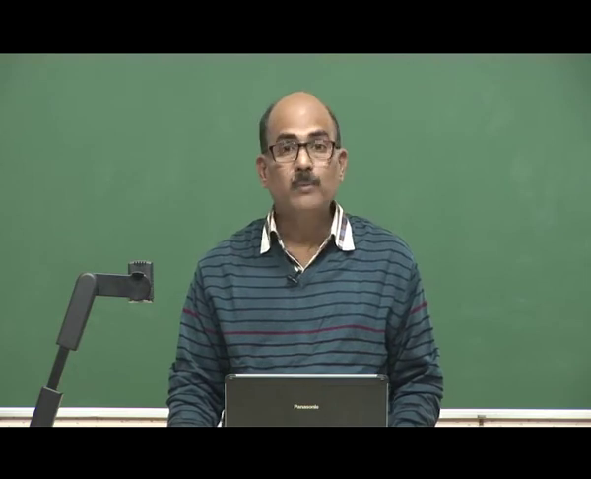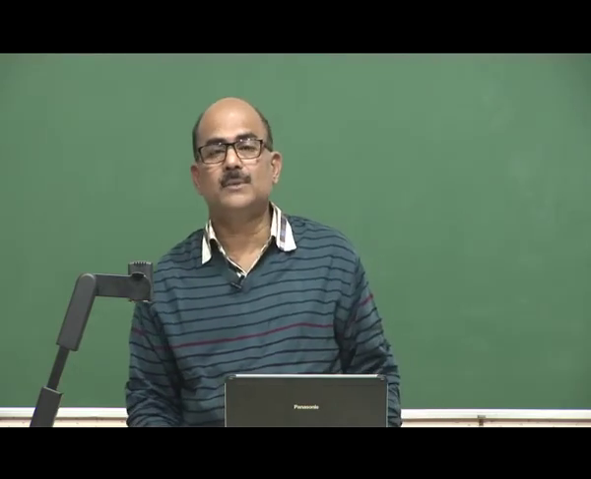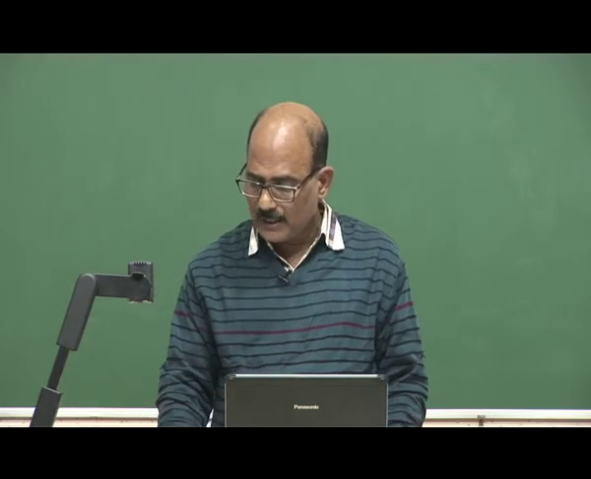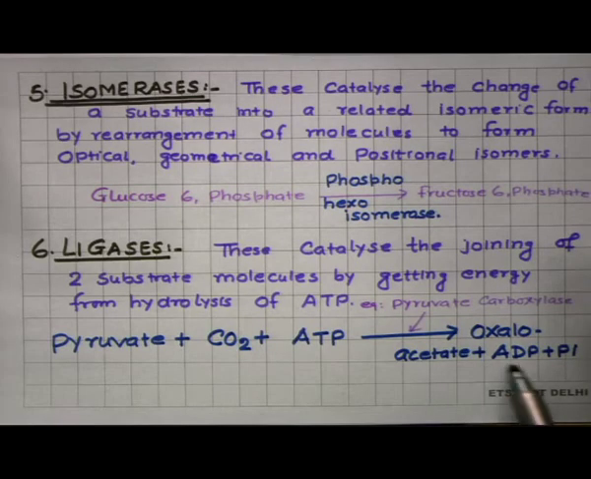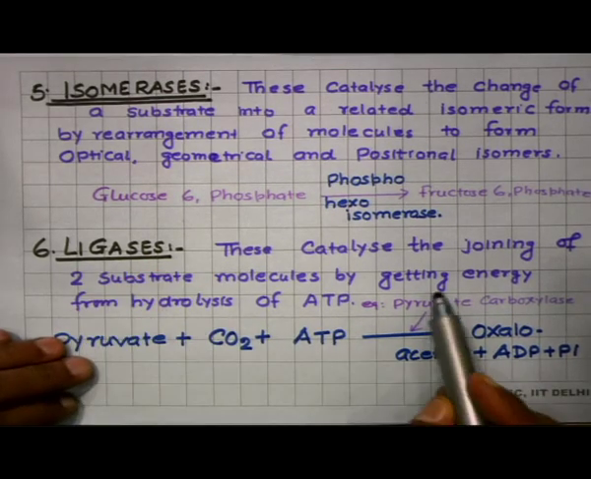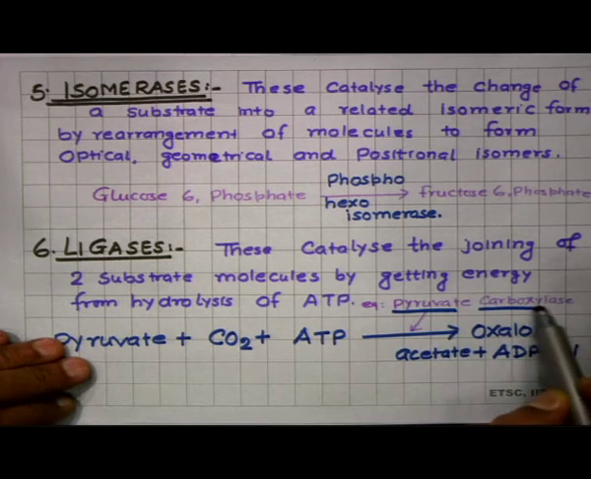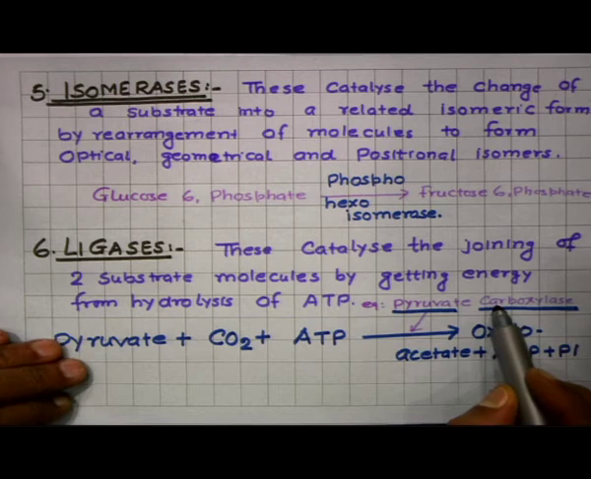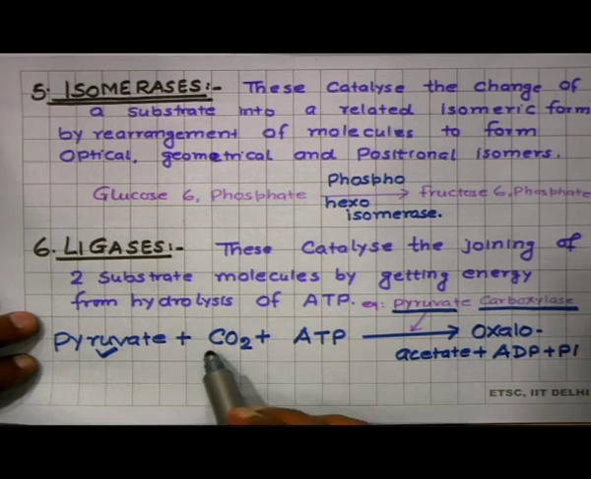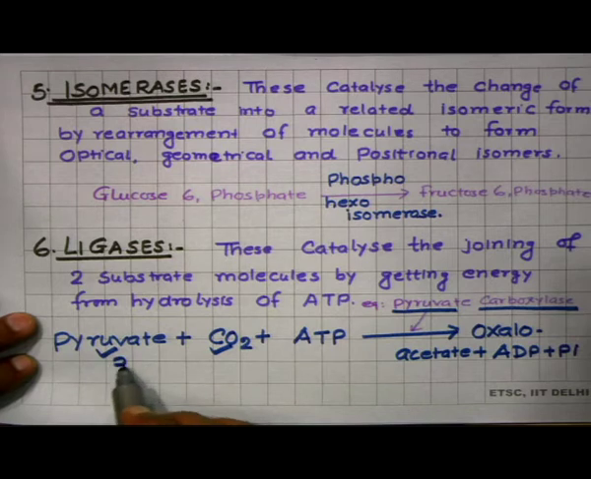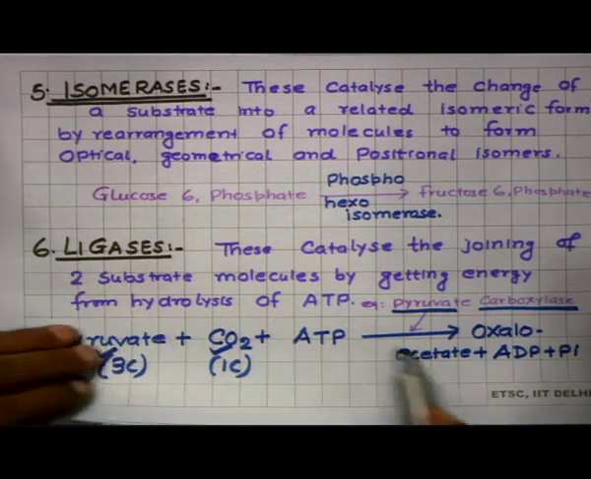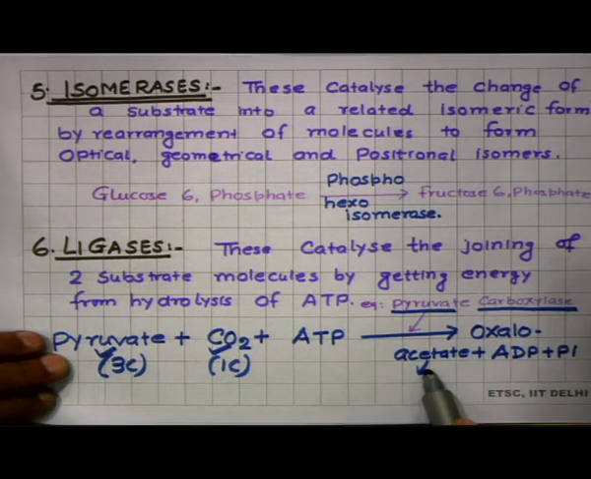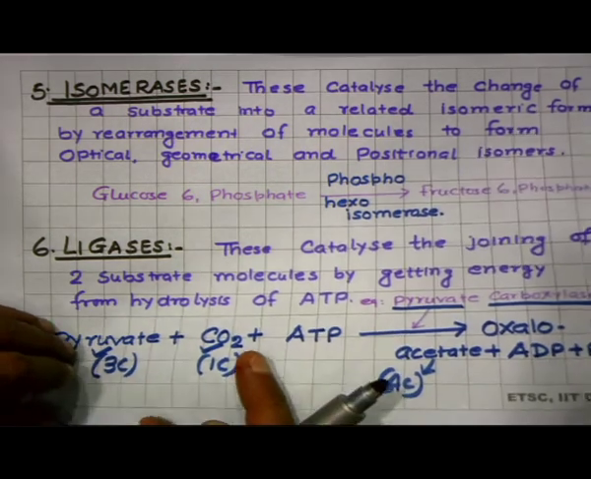Here you can find pyruvic acid at the time of respiration. Pyruvate combines with carbon dioxide and ATP, and it forms oxaloacetate, ADP and Pi. So, with the help of pyruvate carboxylase, which is a type of lyase, pyruvate and carbon dioxide combine. Pyruvate is a 3 carbon compound, and 1 carbon from carbon dioxide is combined with the help of energy. Then it forms oxaloacetic acid, 3 plus 1, that is a 4 carbon compound, OAA.